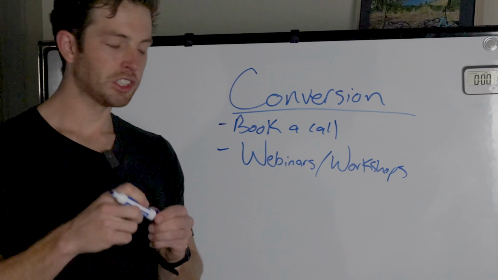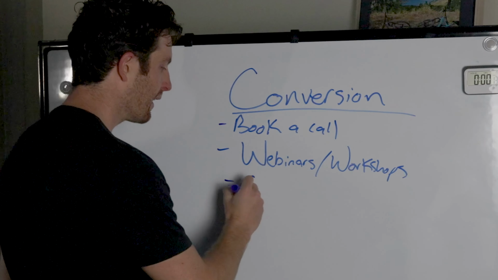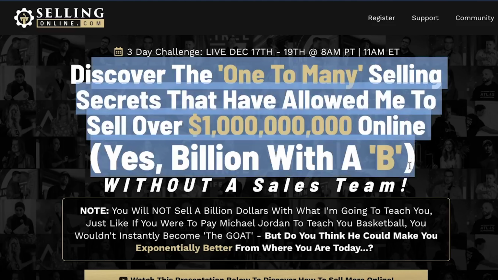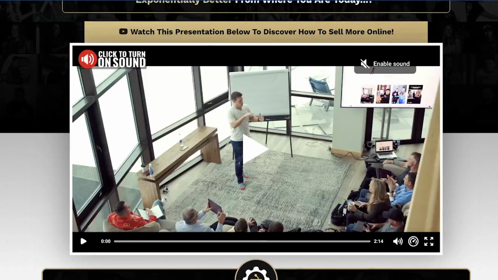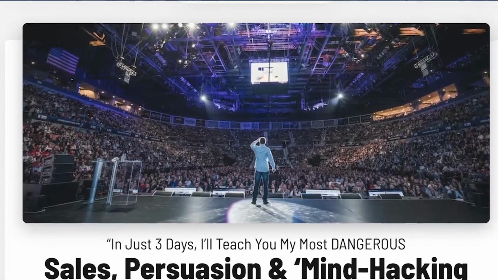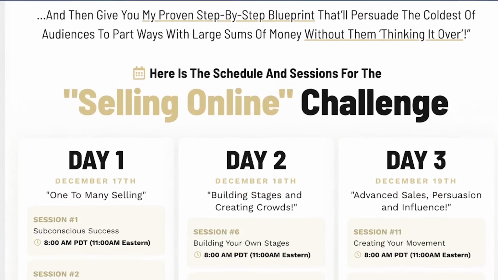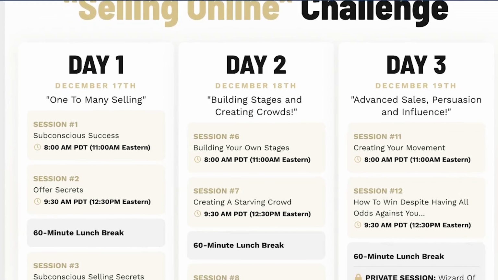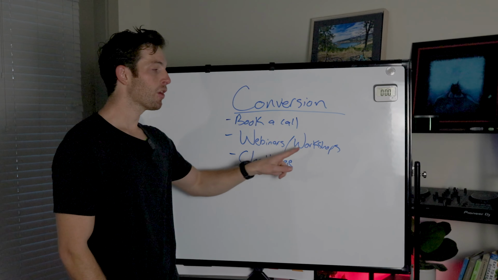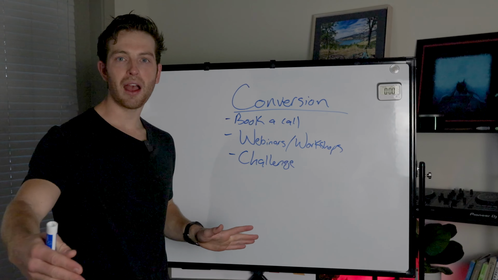Okay. So another conversion event that you can do is a challenge. I love challenges. Russell Brunson has this really amazing challenge. It's called Selling Online, and he did it all through Skool.com. And it's essentially a 5-day virtual challenge where you join a group, you go live with him on Zoom for 5 days. And this challenge is essentially a webinar and workshop spread out over 5 days.